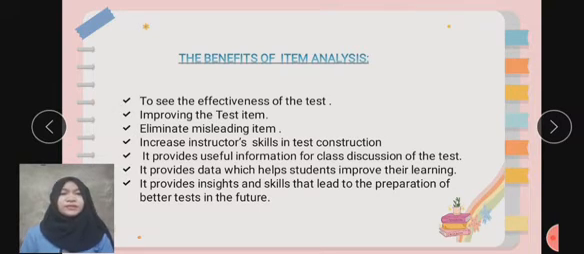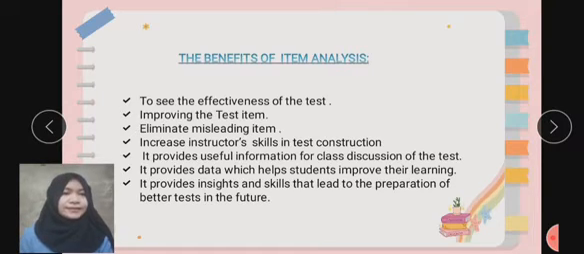Yes, of course, it provides information that it is going to analyze the whole questions of the test. It provides data which helps students improve their learning. Okay, so like what I've said, hindi lang tayo na teacher ang mag-improve or ma-enhance ang skills. Of course, the students ay ma-improve yung learning nila. For example, hindi masyadong madali yung test, pero hindi rin naman masyadong mahirap. Kumbaga, na-challenge lang sila, which is improve their learning.